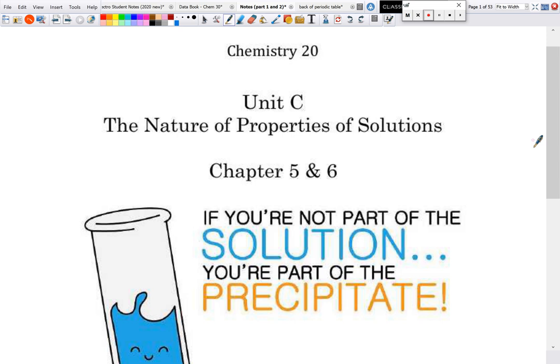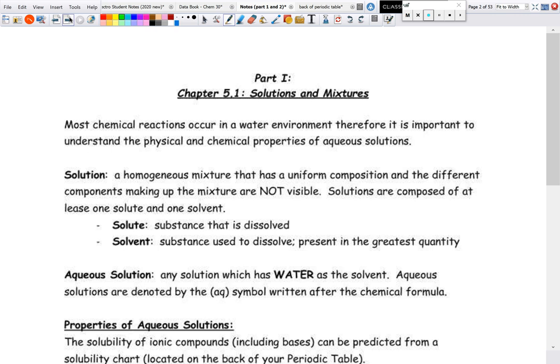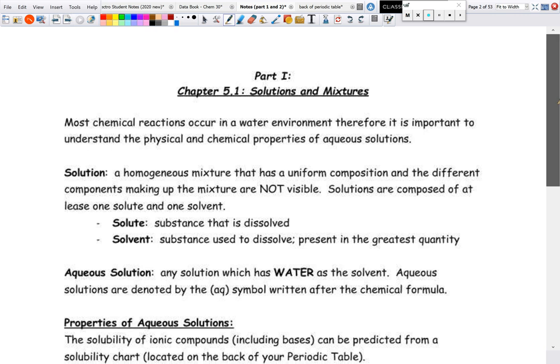All right, welcome back. So today we are going to be starting our third unit, or Unit C, where we're going to be looking at solutions. So these are going to correspond to chapters 5 and 6. And of course, if you do have a textbook or your digital textbook, chapter 5 we're just going to be looking at properties of solutions, where 6 we're going to focus on acids and bases. So let's look at our Part 1.